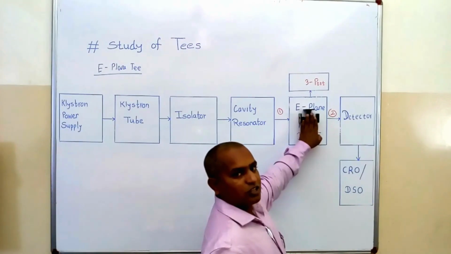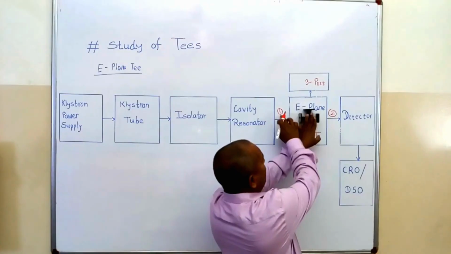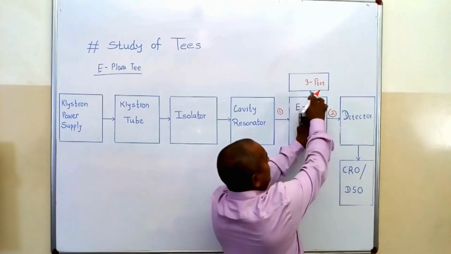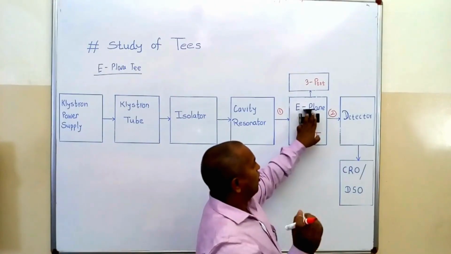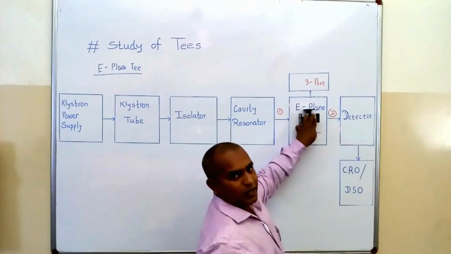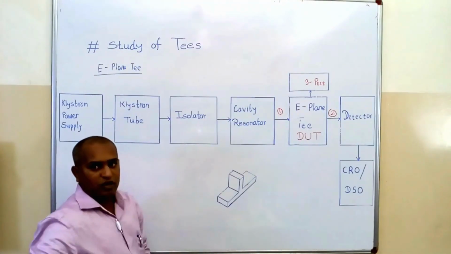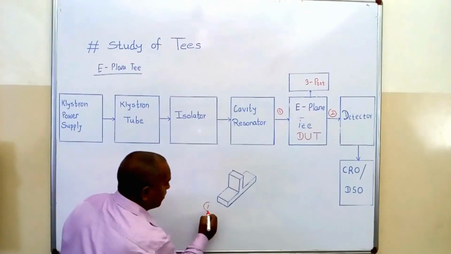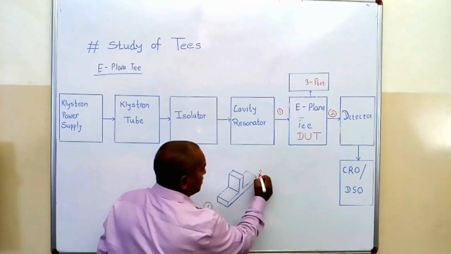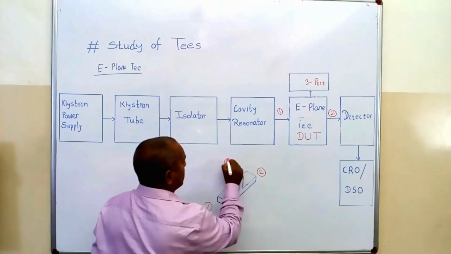If we see the structure of E plane T, in which this is port 1, this is port 2, and that is your port 3. If we see the front view of E plane T, it looks like this. This is my front view of E plane T, in which this is my port number 1, this is my port number 2, and this is my port number 3.